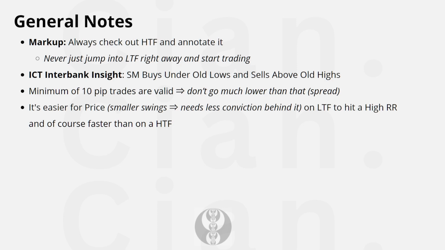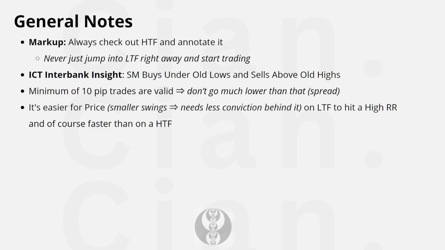For example, imagine you go straight into a lower time frame, and on the lower time frame you see a market maker buy model. But once you go to the higher time frame, you see that we are trading into a higher time frame bearish order block. Then on the lower time frame, it would make sense to go long, but when you combine these time frames, you can see that it doesn't really make sense to go long. So that is the importance of higher time frame to lower time frame.